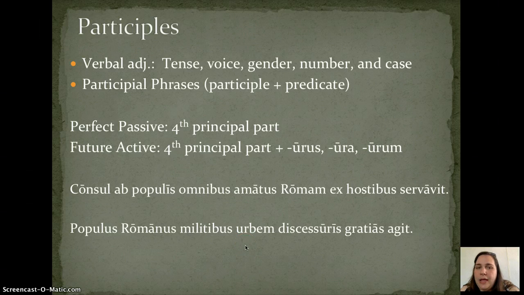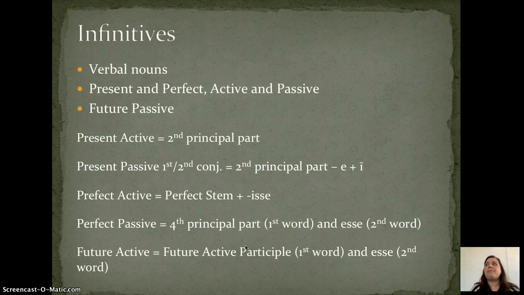Okay. The other special verb form that you have learned are infinitives. Technically, infinitives are verbal nouns, but that's not as important as you know how to translate them. Okay. There are 5 infinitives that you have learned: the present active and passive, the perfect active and passive, and the future active. The present active infinitive is the 2nd principal part. The present passive infinitive is formed differently based on the conjugation of the verb.